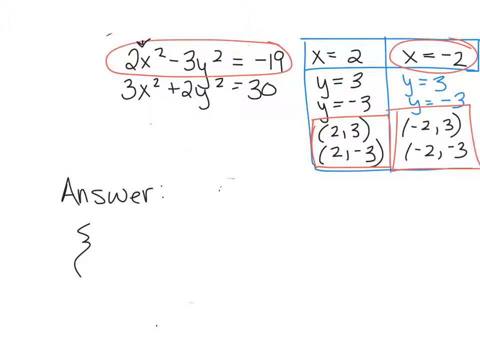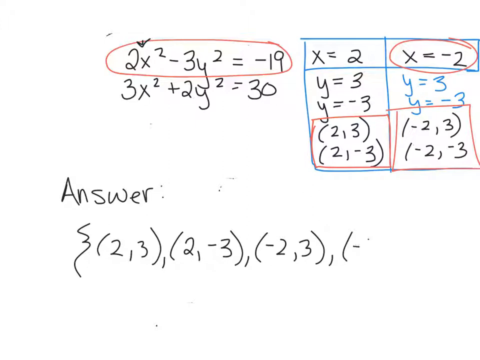Okay, so the answer to my entire problem is these 4 ordered pair solutions. So my answers are (2, 3), (2, -3), (-2, 3), and (-2, -3).